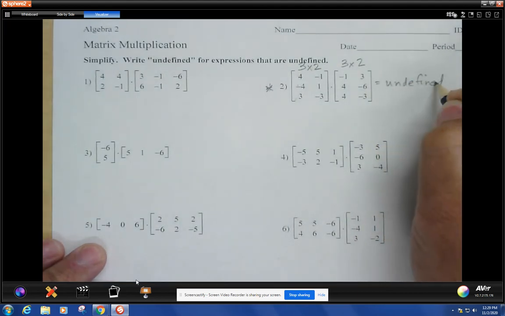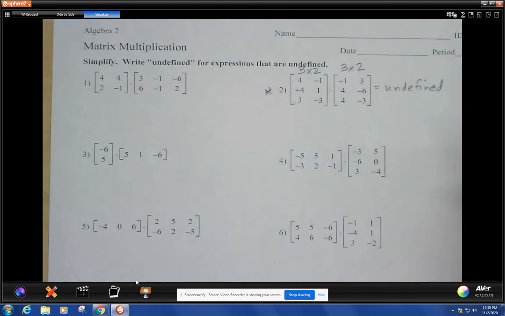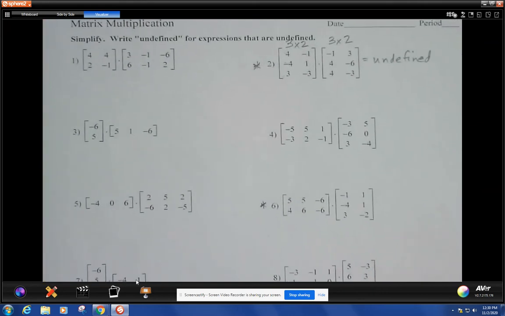It cannot be done. I still don't really understand that because these are exactly the same dimensions. Why would it not do it? So now let's go down here to number 6. Again, I've got some reason for this.